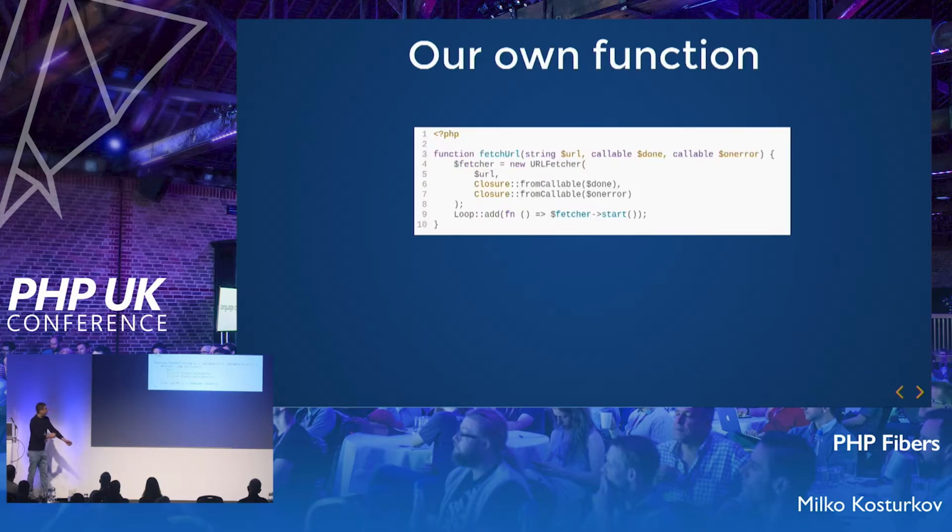And now our function for fetching the URL will look like this. We'll add these done and on error callbacks, because our function will not return any content. What we'll do is create the URL fetcher, and then add a start to the global loop. So now our fetch URL function pretty much does nothing except instantiating this object and adding a callback on the global loop. And it will return immediately. This is why we need the done and on error callbacks, because we have no content now. All right.